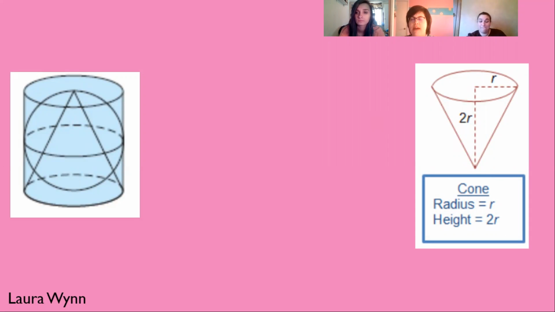Laura, I have a quick question. So how do you know what formula you're going to use for the base? Okay, well, if you look at our cone, Crystal, you see that the base of our cone is actually a circular shape. You're going to use the area of a circle to find that formula.